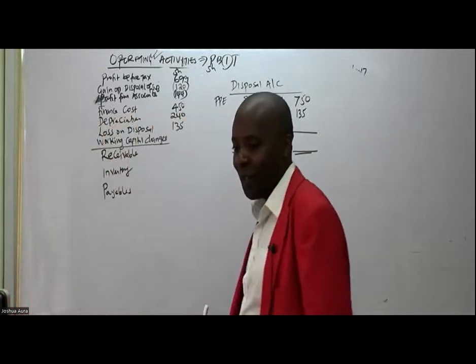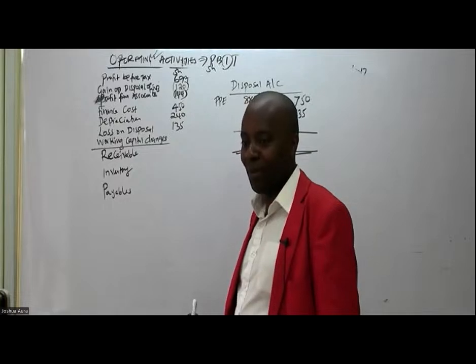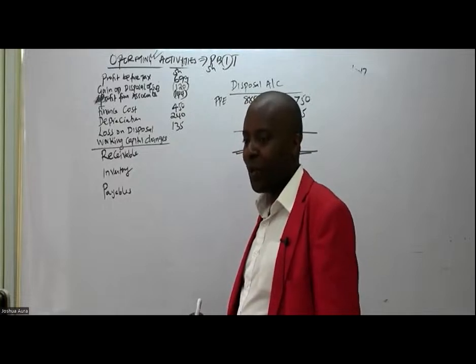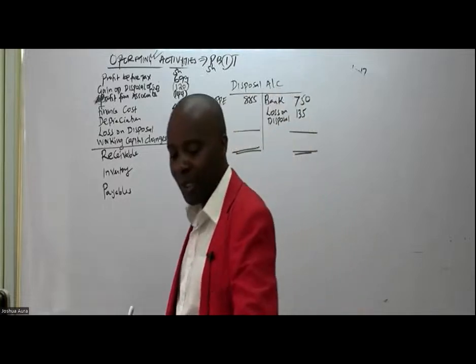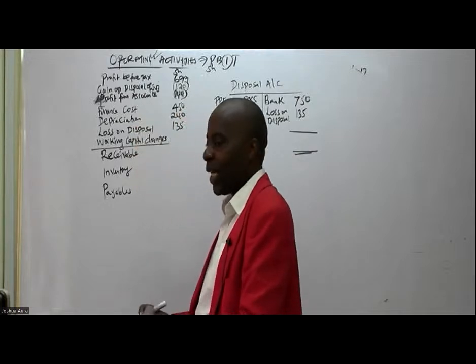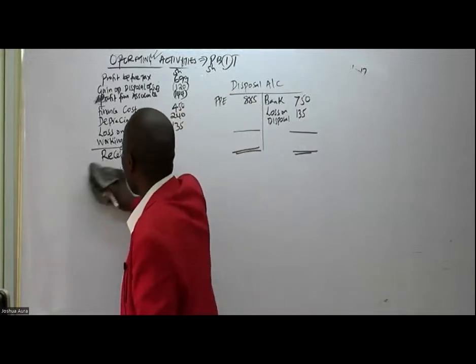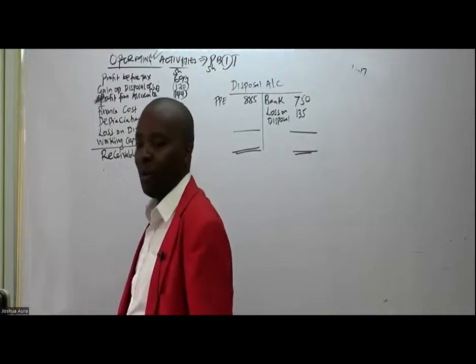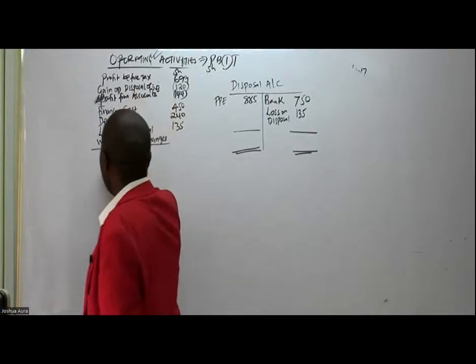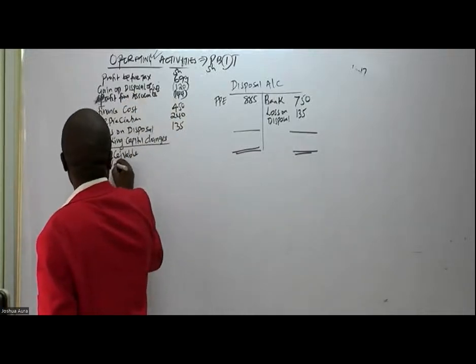Receivables, inventory, and then we have the payables, the working capital changes. It doesn't matter really how you organize this. The most important thing is for you to have it down. So we have receivables, we have inventory here, and then we have what here?